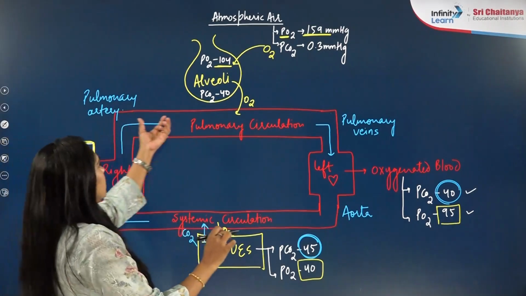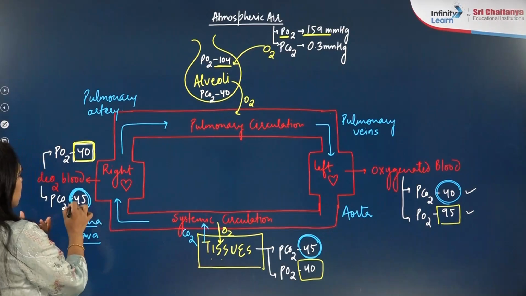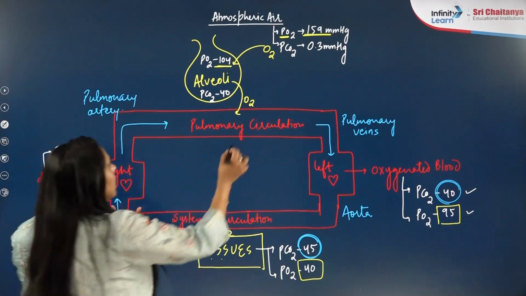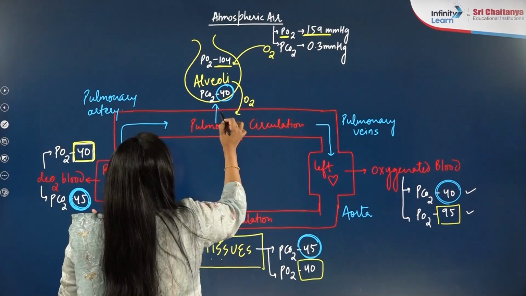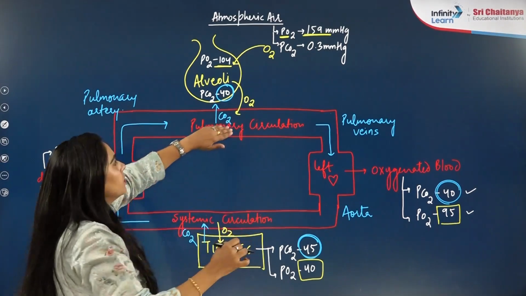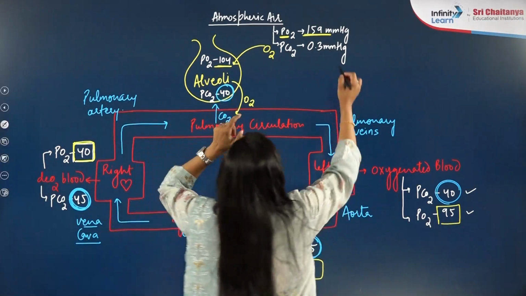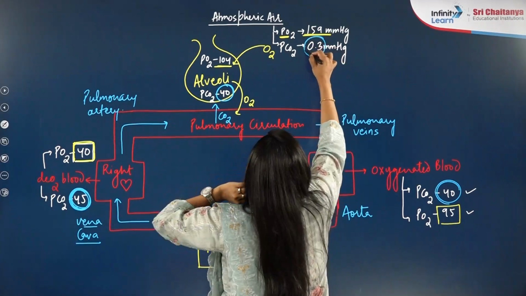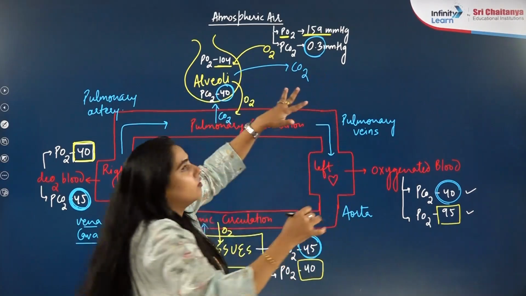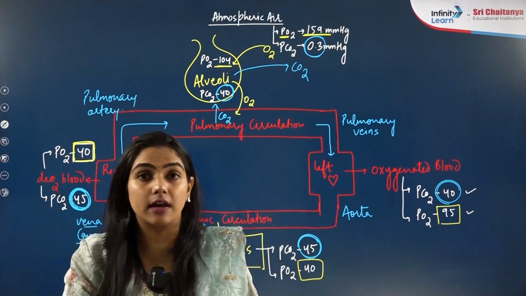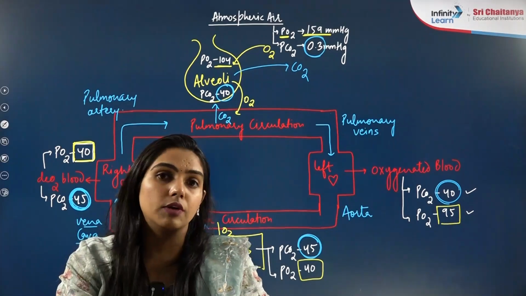Now this deoxygenated blood will go to the alveoli. In this deoxygenated blood, partial pressure of CO2 is 45. In the alveoli, partial pressure of CO2 is 40. That means CO2 is going to diffuse from the blood to the alveoli. Now in the alveoli it is 40 and outside it is 0.3. So CO2 is going to come out of the alveoli into the atmospheric air. So this is how exchange of gases is occurring in our body.